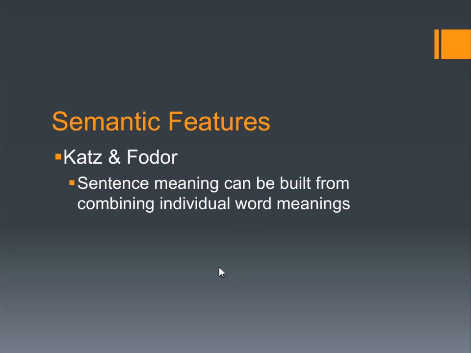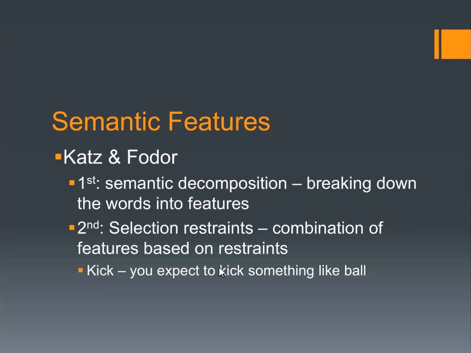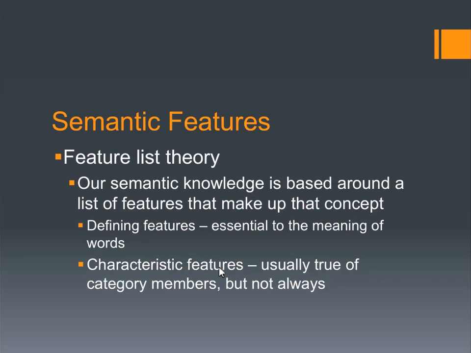And so the big people behind this were Katz and Fodor. And the argument was that meaning can be built by combining individual word meanings. So this is really meant to explain how we understand sentences, but it's based on this idea of decomposition of words. So the first thing we're going to do is semantically decompose. So we're going to break words down into their features. And then second, we're going to select words based on those constraints. So the idea is if we get to a verb like kick, we're breaking it down into its features. So kick requires some sort of object to kick. And we'll select the next words based on that constraint. So we need an object that would be kickable. So that's a decomposition theory.